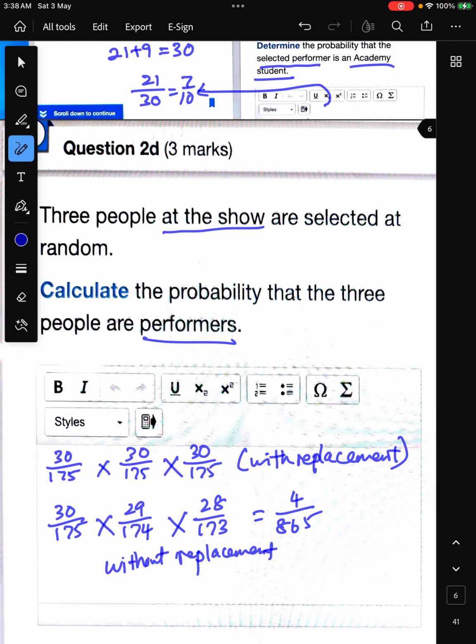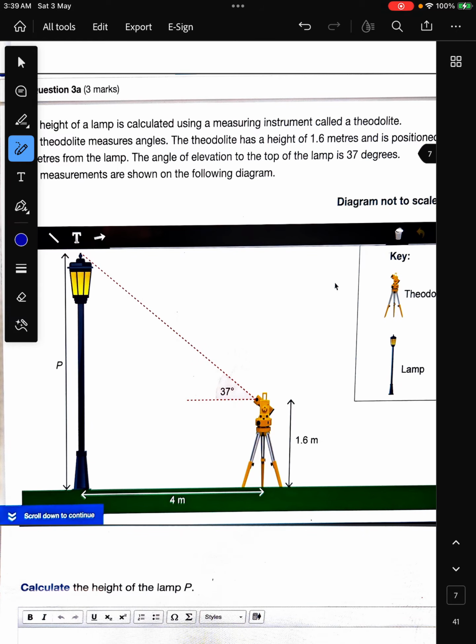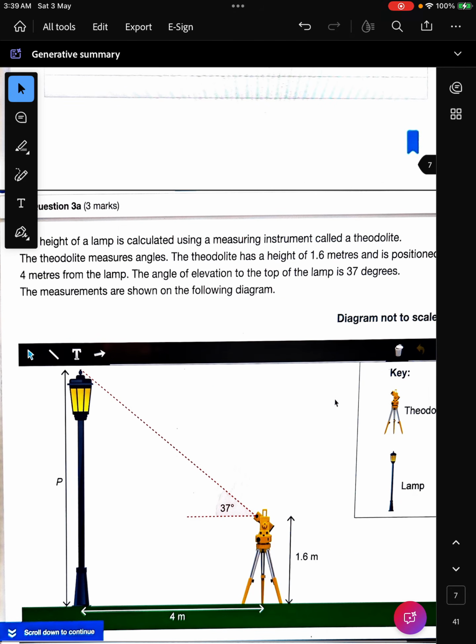Because the question did not indicate whether this is with replacement or without replacement, and the marking scheme is usually quite flexible with these kinds of questions, they will accept multiple solutions if the question is not clear enough. So they do accept both answers for this paper. All right, let's look at question 3A.